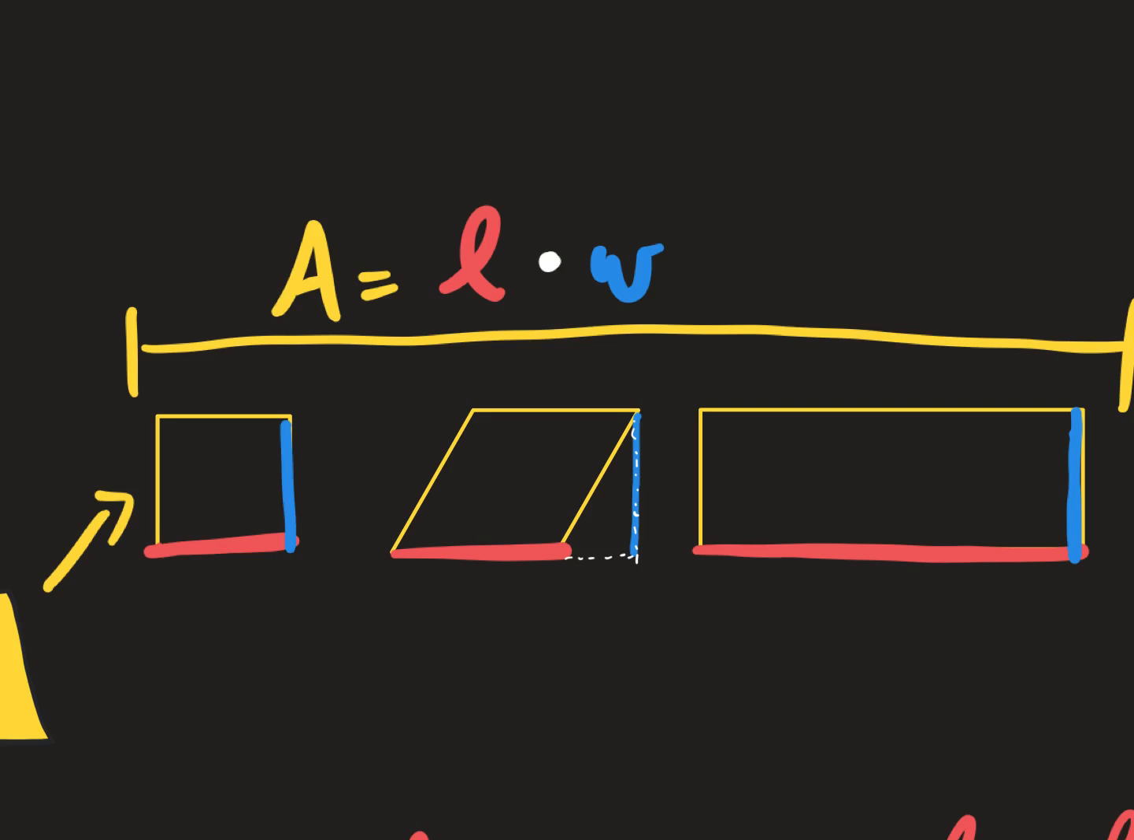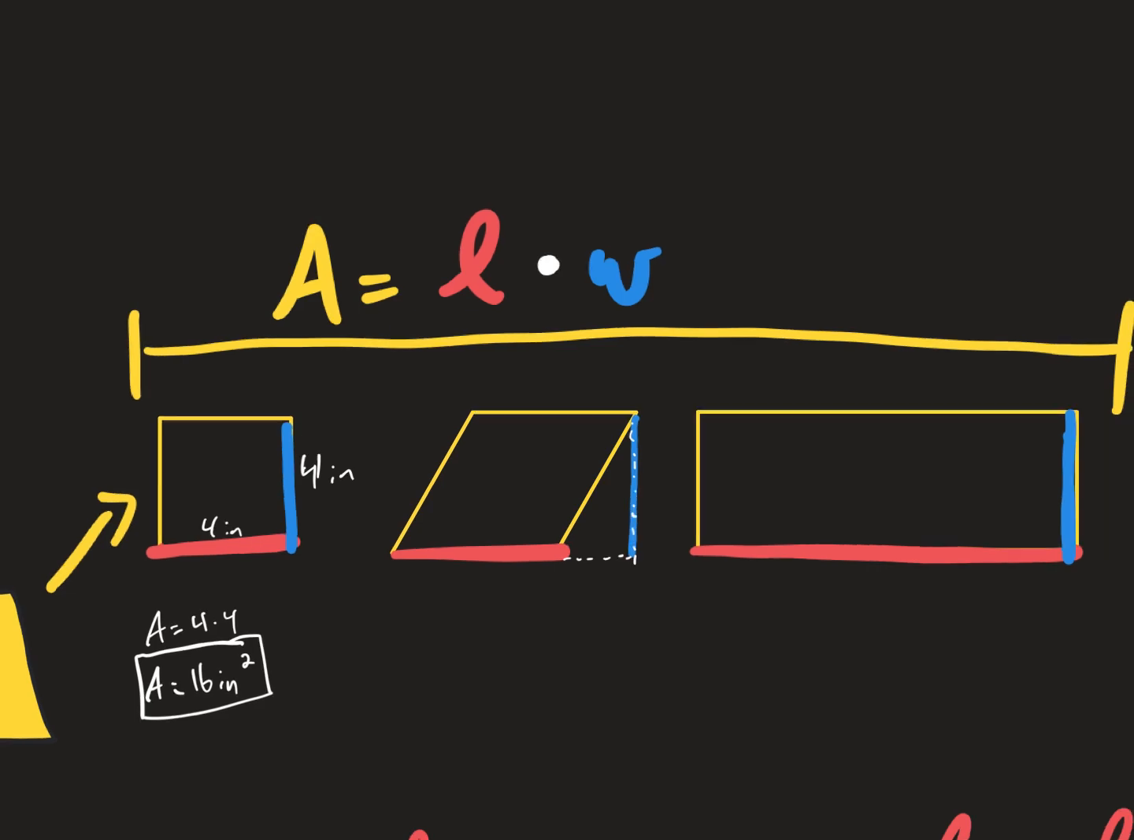So if we look at our square, let's say we have a length of 4, and since squares are all the same size, we would just have area is equal to 4 times 4, which would end up with 16. And let's say this is inches, so we would have inches squared. So that would be our area.